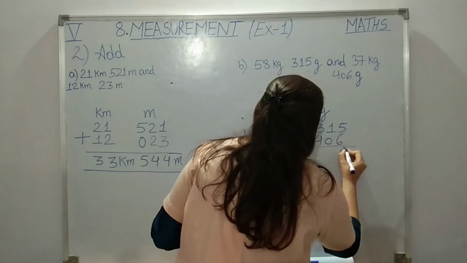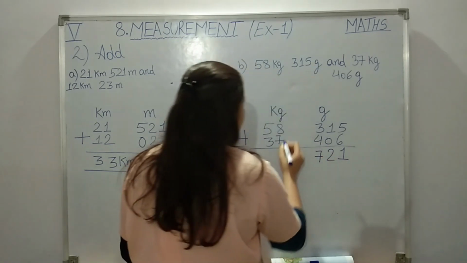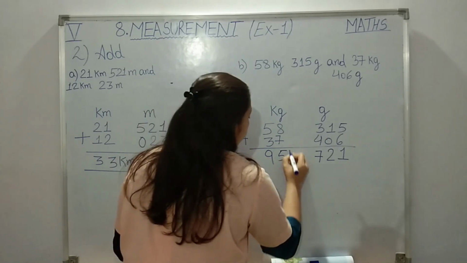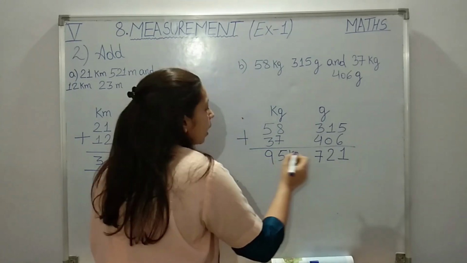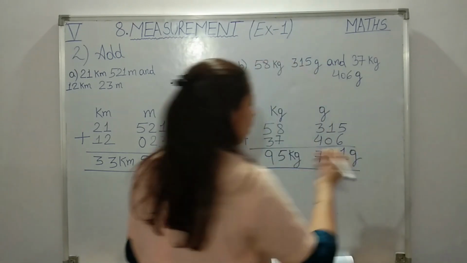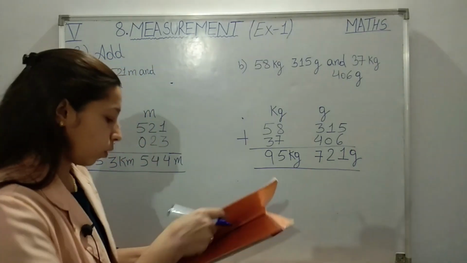So 6 plus 5, 11, then 1 plus 1, 2, 4, 5, 6, 7, then 7, 7, 14, 15, then 5, 6, 7, 8, 9. Okay, don't forget to write the unit, students. So here 95 kg, 721 grams. Okay, like this we have added the given values. Now students, point number C is your work. You are going to do it.